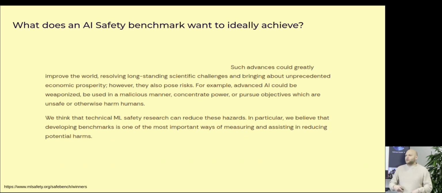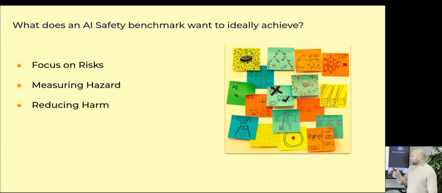And advanced AI could be weaponized, used in a malicious manner, cause trouble, result in harms. And we need machine learning research to find ways to reduce these hazards, and we need to measure and reduce these harms. That's a very different vocabulary than the vocabulary we described benchmarks with before, isn't it? And we see that there's a clear focus on risks, on hazards and harms. These three words appear.